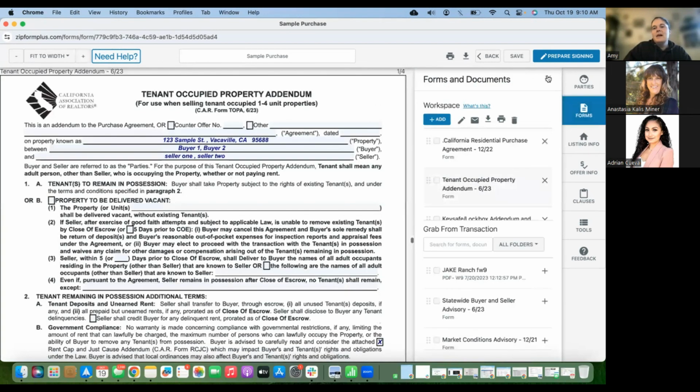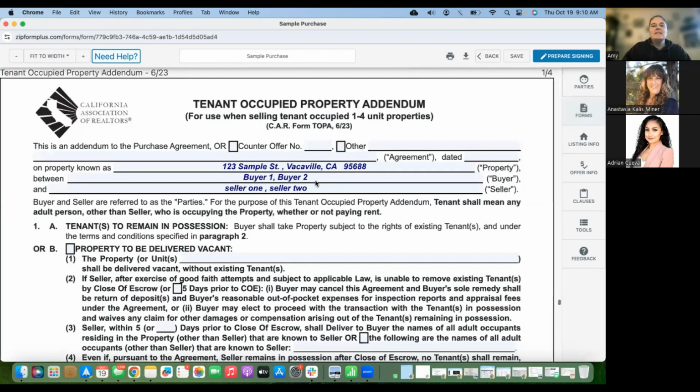It's the tenant occupied property addendum. This is used anytime you're selling tenant occupied properties for 1 to 4 units. Over 5 units, this form does not apply. This is the CAR form TOPA. It was updated in June of this last year. Keep in mind that we're coming up on another forms update at the end of the year. They like to mess with us at the end of the year.